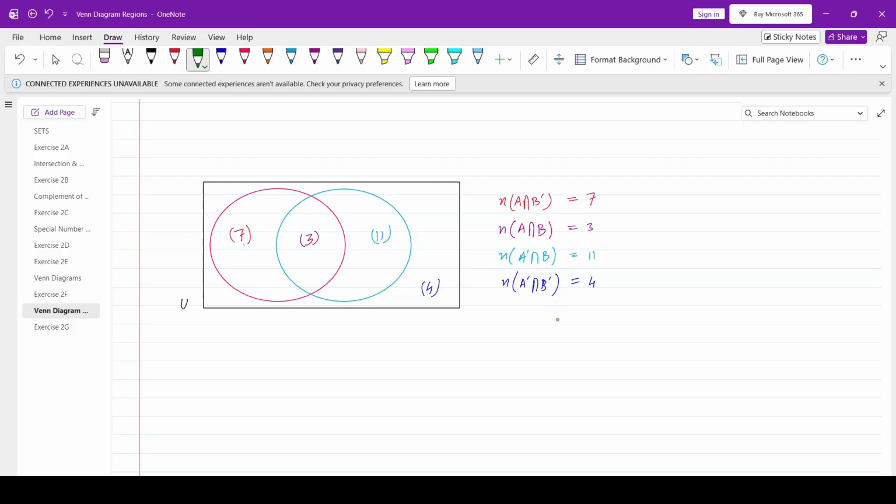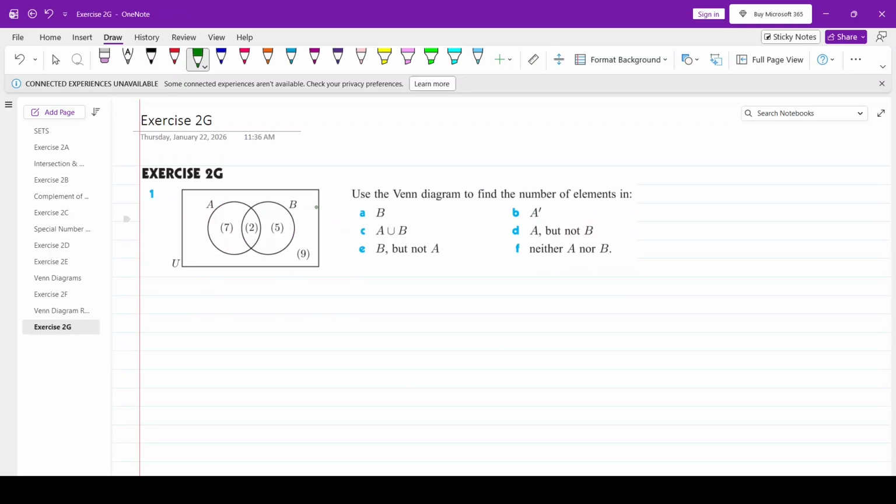Now let's move on to exercise 2G and solve some questions. So question number 1 says, use the Venn diagram to find the number of elements in B. We know B is this whole circle. Therefore, the number of elements in B is going to be 2 plus 5, that is 7.